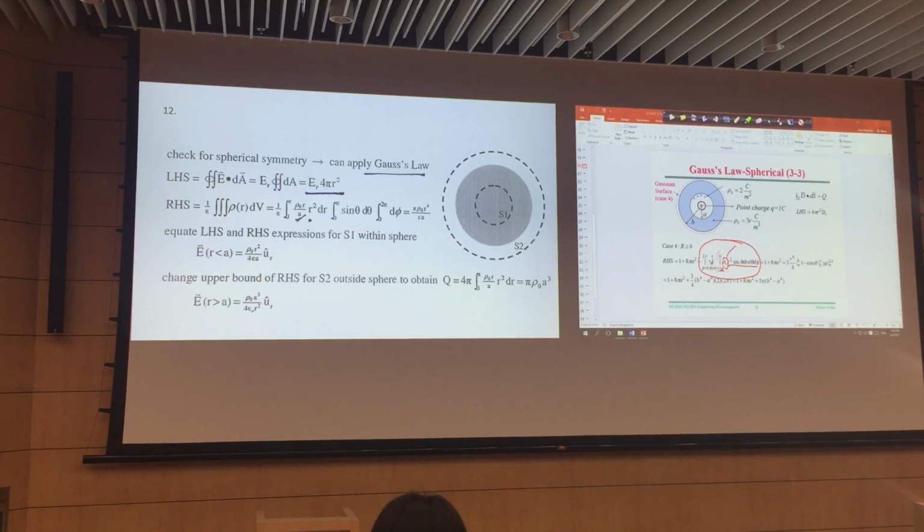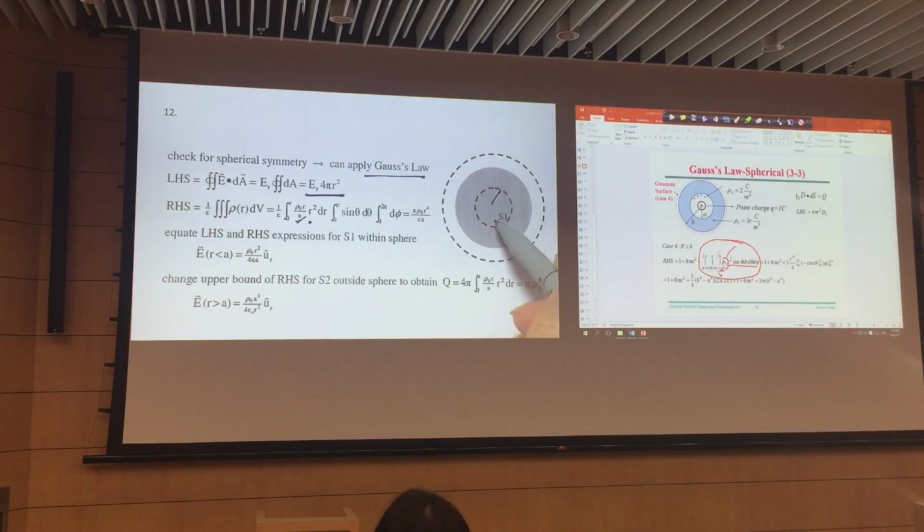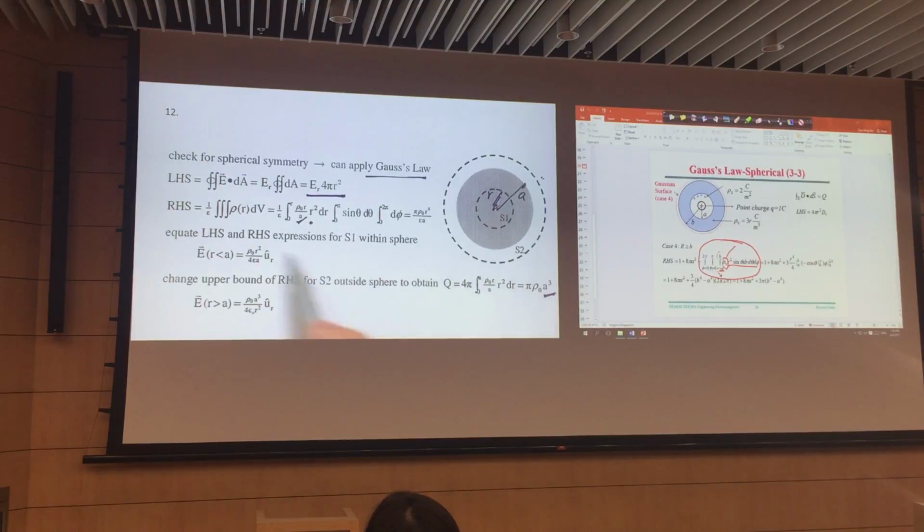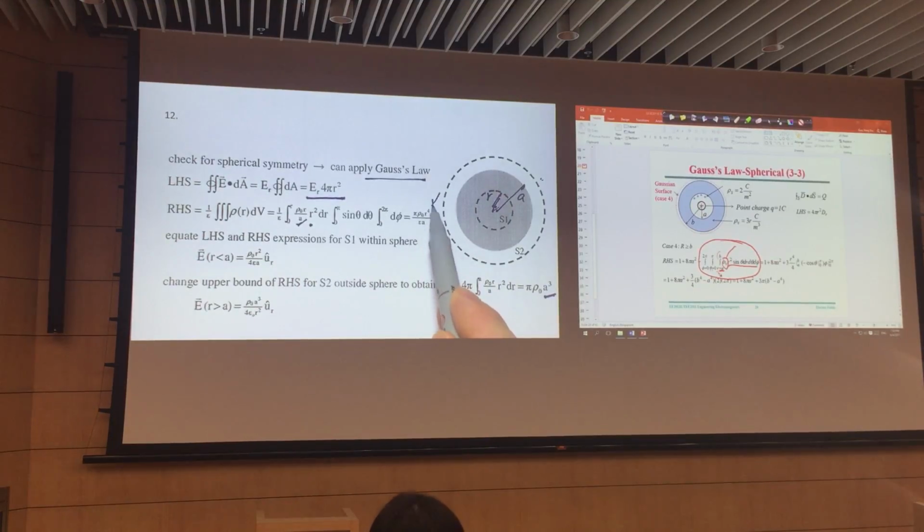Now it's only the integration limits that are different. Theta is from 0 to pi, phi is from 0 to 2 pi. For R, for region 1 it is 0 to A. For region 2, the maximum is up to here, the radius A. So therefore, this is A. For this case it is R. The right-hand side is the total charge.